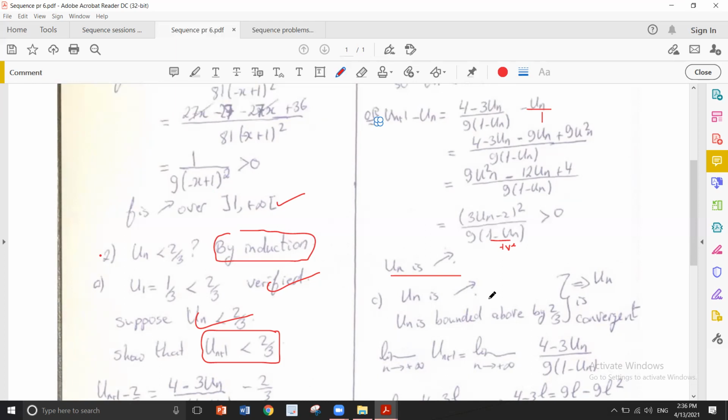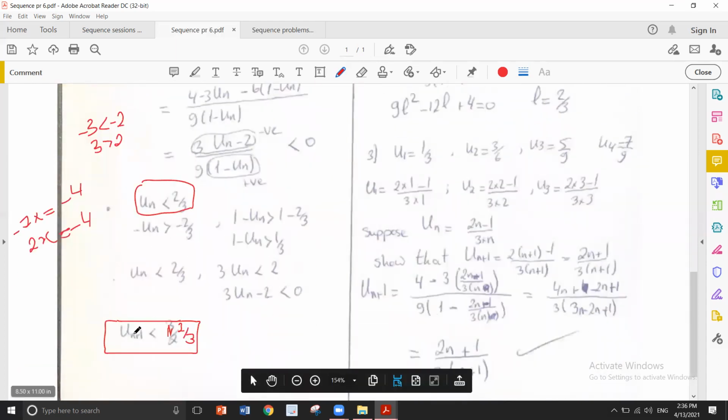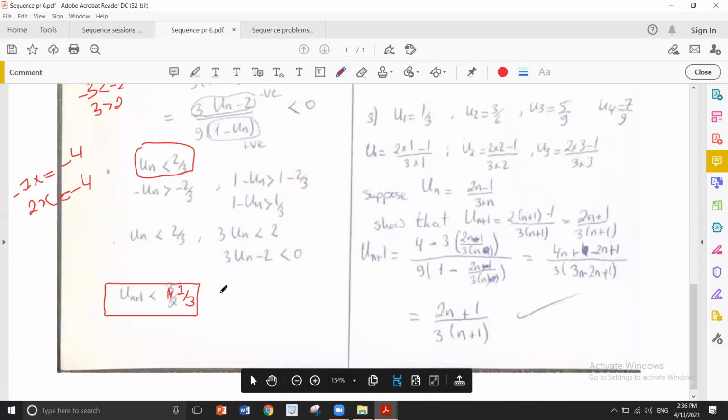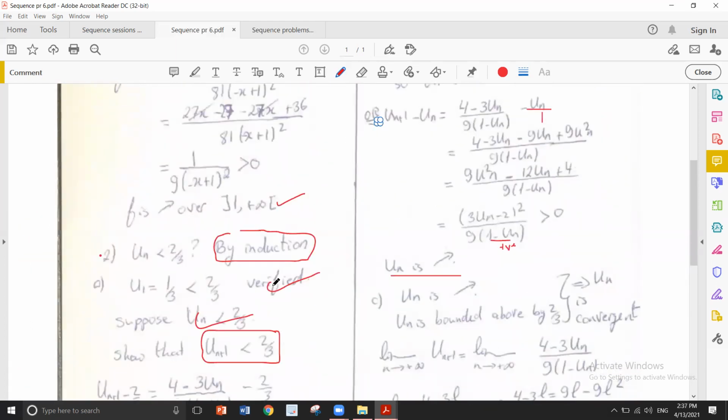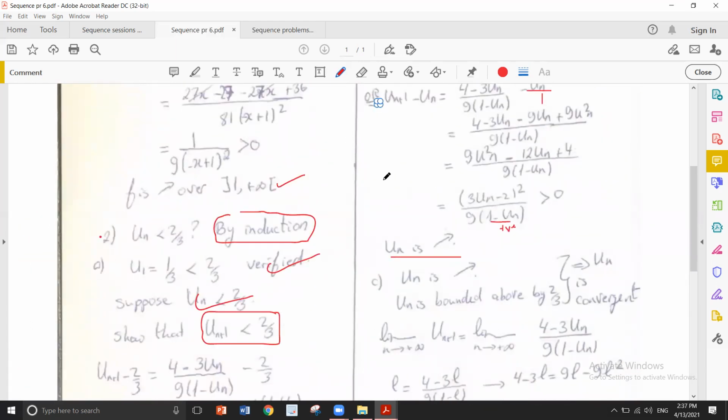Teacher, this is part 2B. What did we write in the last line earlier? We wrote un less than 2 over un plus 1 less than 2 over 3. You can say that un is bounded above by 2 over 3. Okay, because this part is done.